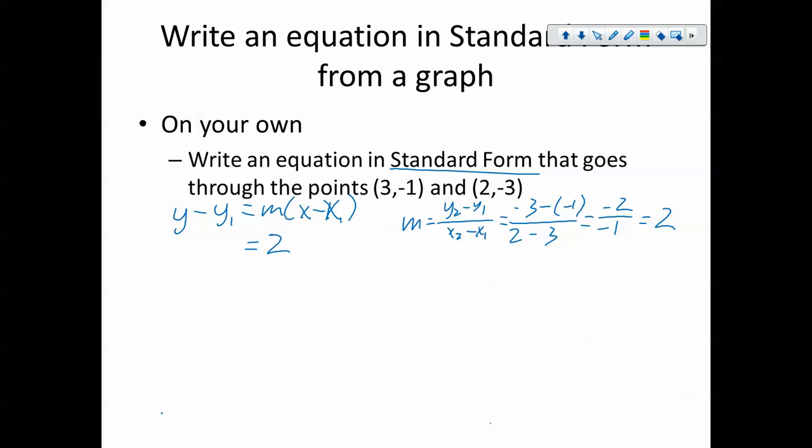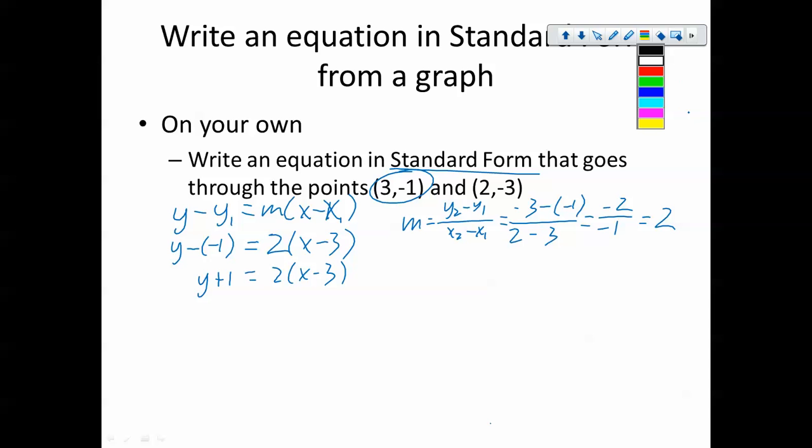And then pick my favorite point. Which one do I like better? (3, -1) or (2, -3)? I'm going to go with that one. So this is y minus -1, because that's my y1, and x minus 3. And let's clean up that minus a negative, make that y plus 1. And we have an equation in point slope form.